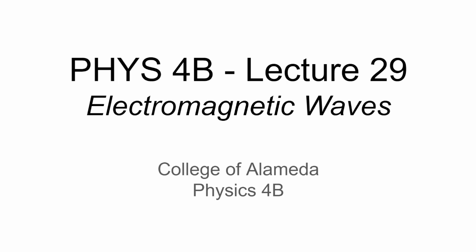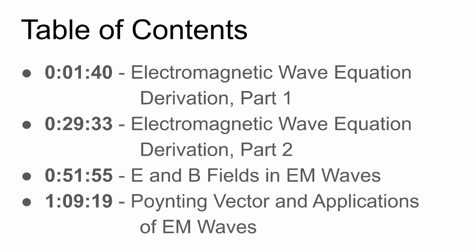Welcome to the 29th lecture for Physics 4B. In this lecture, we complete our coverage of the complete unified theory of electromagnetism. We use the Maxwell's equations we discussed in the last lecture to derive a wave equation for electric fields. And a nearly identical derivation can be done for magnetic fields too.